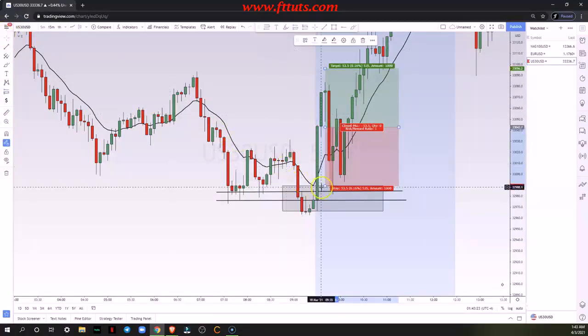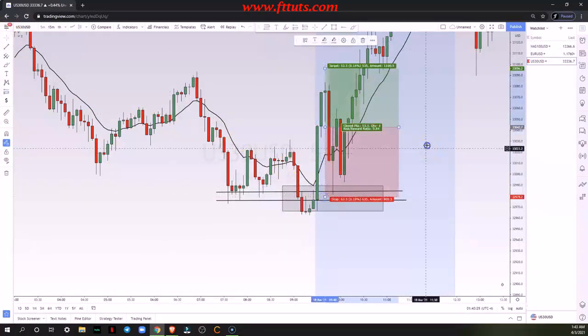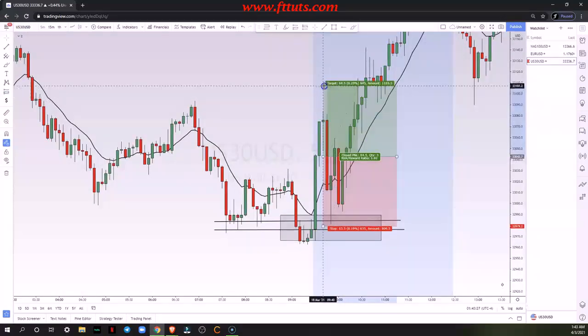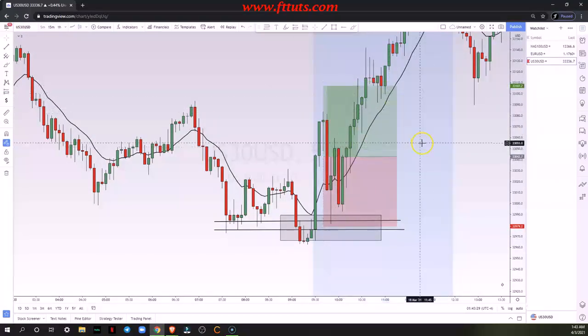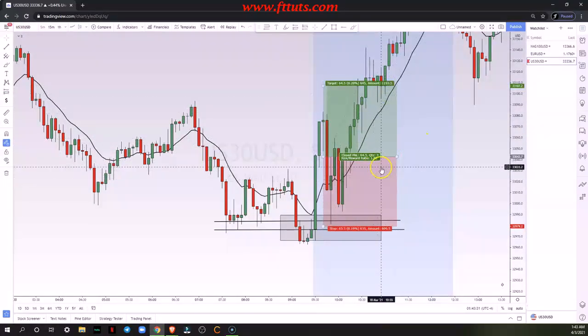We're getting in right here, and we're going for a 1-to-1. Okay, we always go for a 1-to-1. No matter how big your entry candle is, it doesn't matter. If your entry candle is 63 pips, your first take profit should be 63 pips. You know what I'm saying? It all depends on how big the candle is.